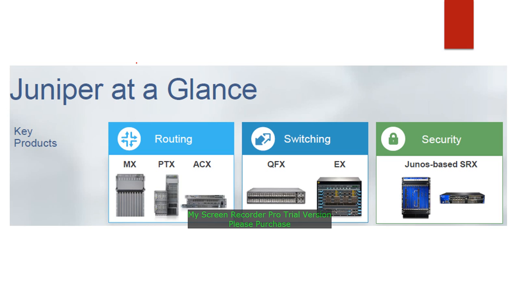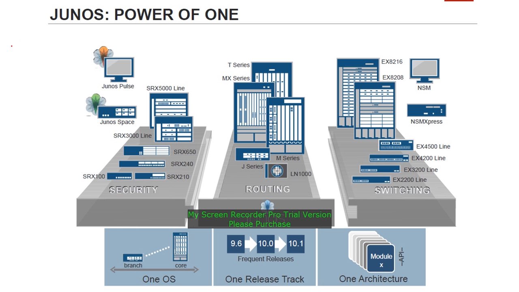Yes, so these are the basic key products, which are routing, switching, and security. Different series are there. For more information, you can go to juniper.net and find the product and roadmap. There will be specifics from initial to higher end series devices. And this is Junos, which we can say is the power of one, because Junos is a single operating system. We will come to Junos later in this slide.